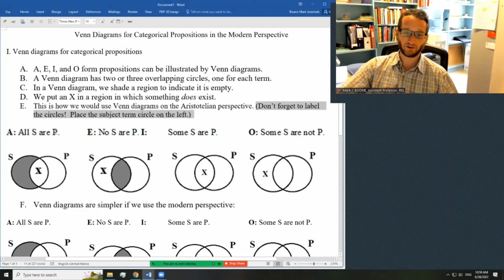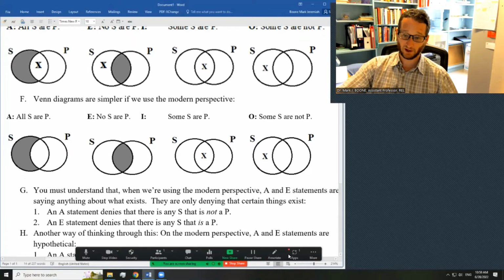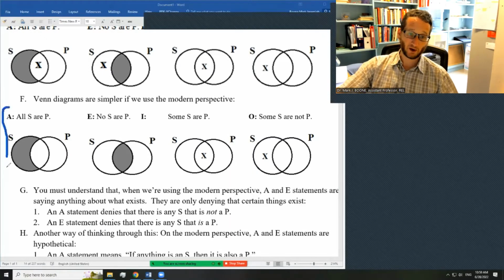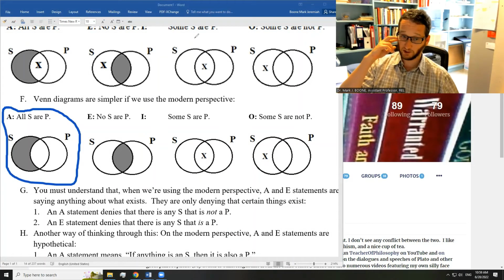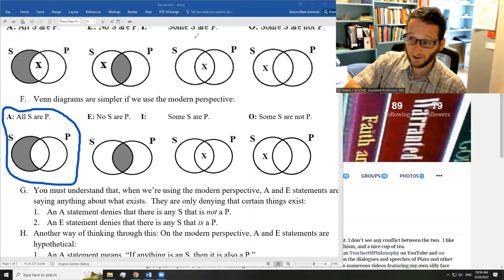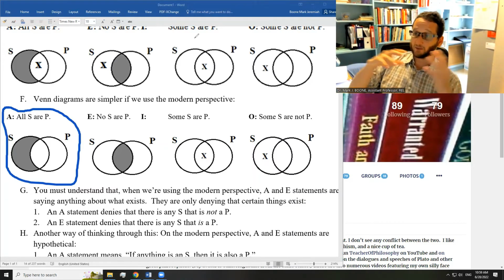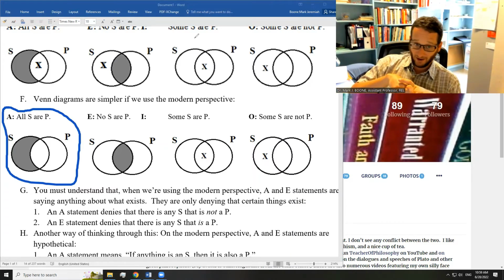All right, now Venn diagrams in the modern perspective are much simpler. I hardly even need to say anything. For an A form proposition, all S are P, we just shade the leftmost region representing S's that are not P's. If anything is an S, then it's not a P. That's what an A form proposition means in a modern perspective, and that's all it means. Well, that's what it means on any perspective, but that's all it means on the modern perspective, so that's all you diagram.